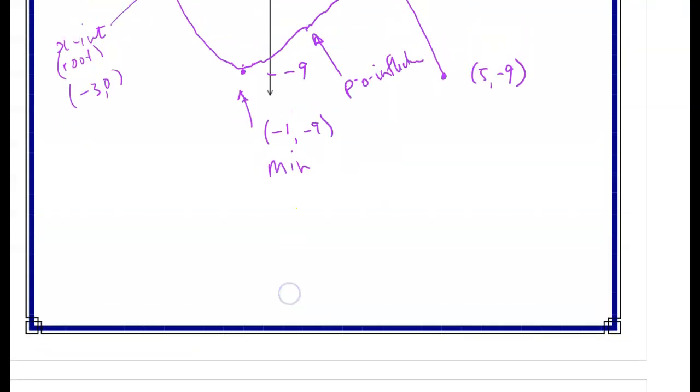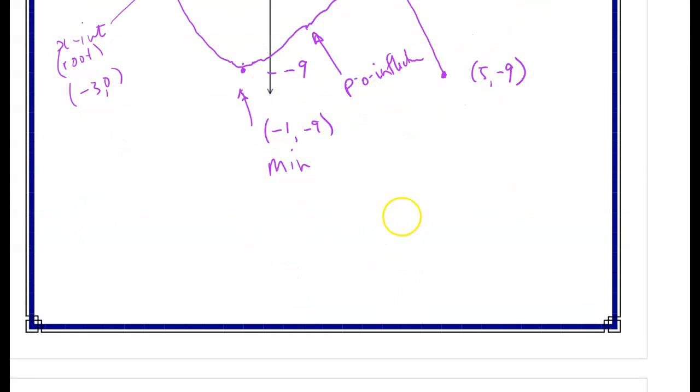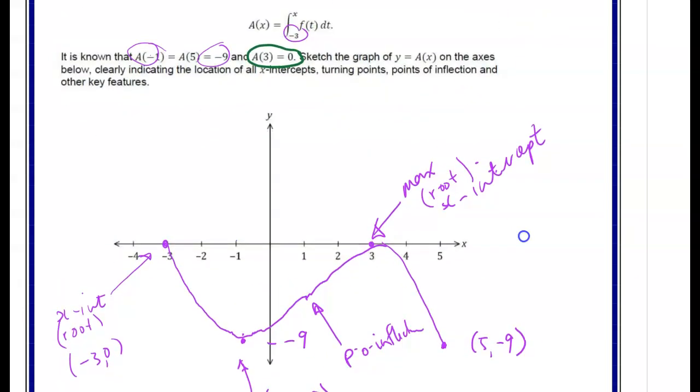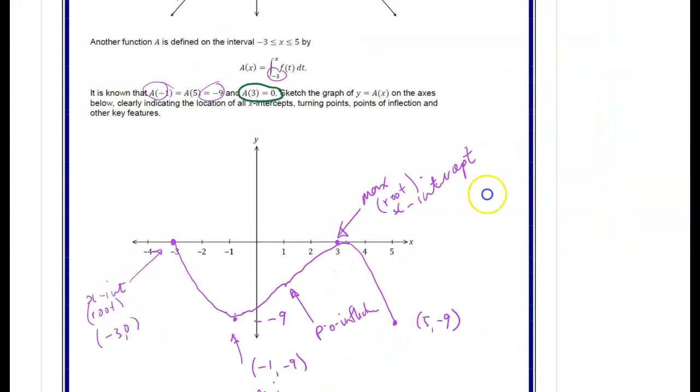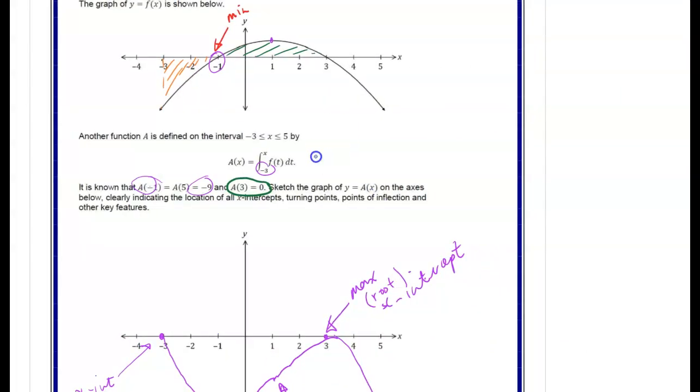All right, any other questions about that one? Yeah, because when we integrate, this starts from -3 to -3. What can you tell me about an integral from -3 to -3? It's always 0. From one point to its same point is always going to be 0.